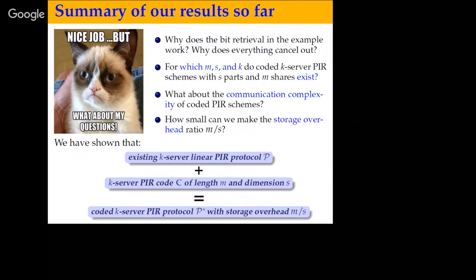S is going to be the dimension of the binary linear code. M is the length. That's the number of servers. That's the number of columns in the matrix. That is the length of the code.